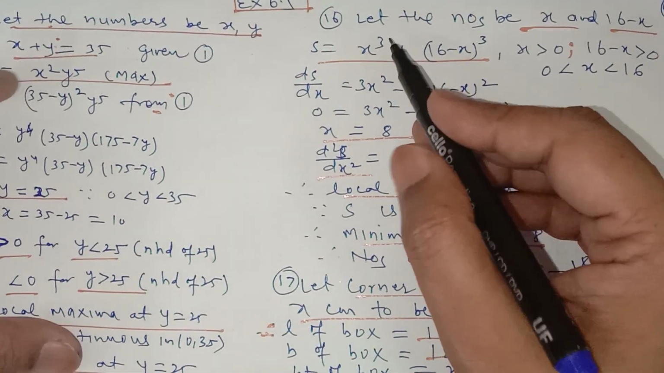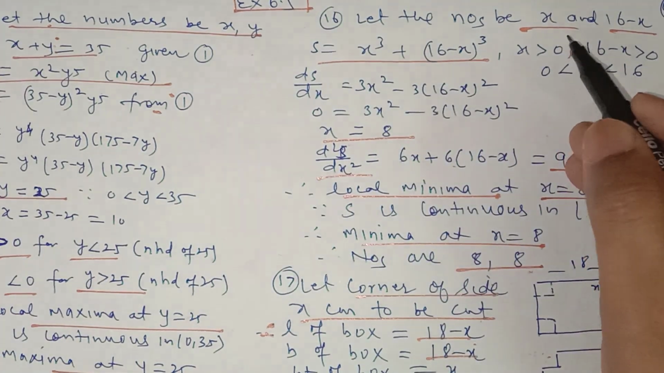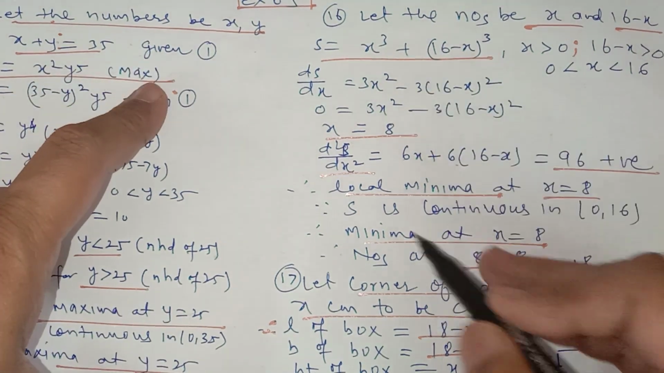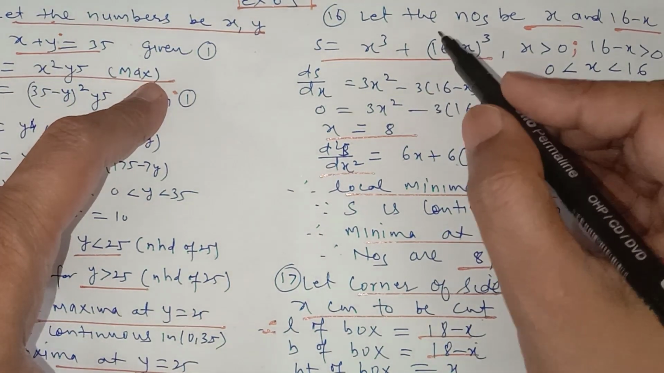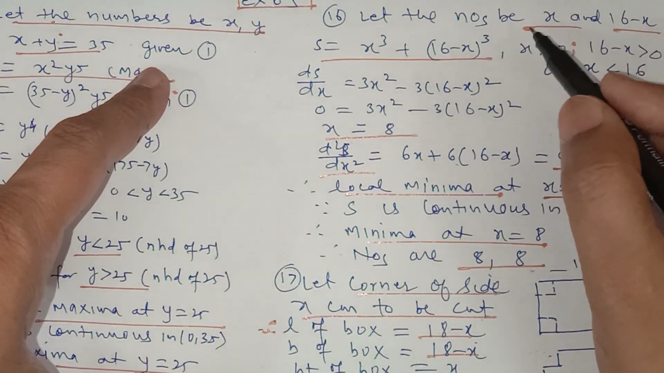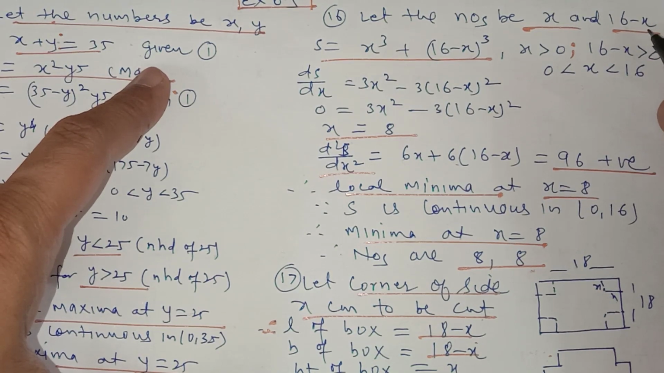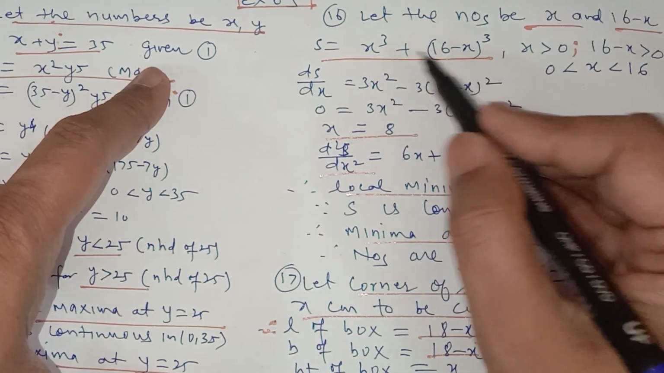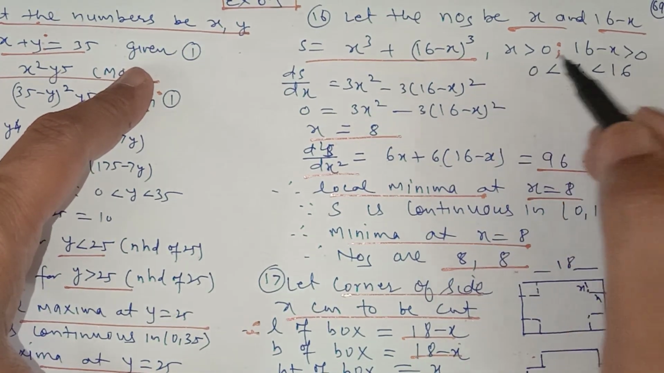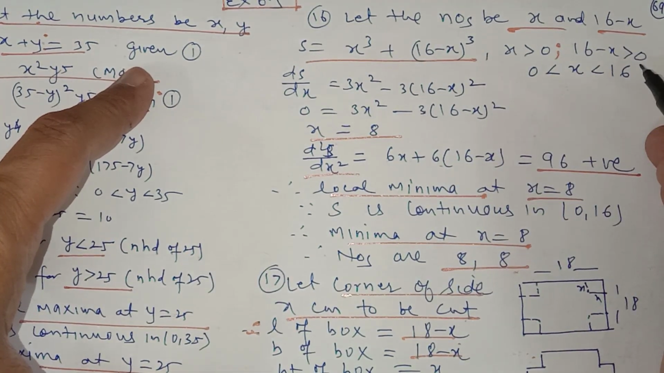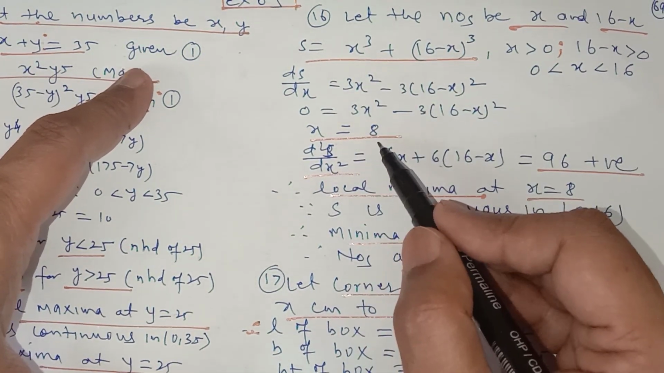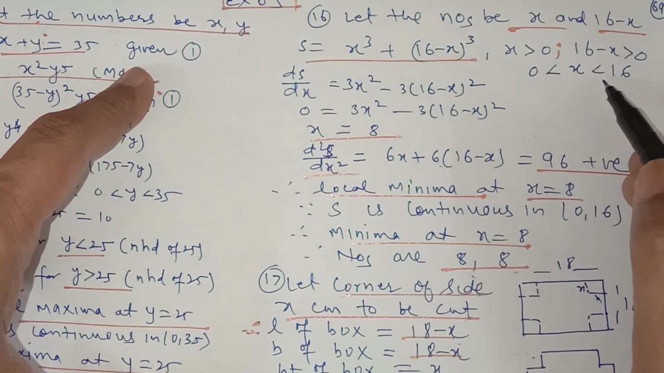In question number 16, you have to divide 16 into two parts such that the sum of their cubes will be minimum. So let the two numbers be x and 16 minus x. We have to divide 16 into two parts, so let the first number be x, the second number will be 16 minus x, and the sum of their cubes is x cube plus 16 minus x whole cube. Both x and 16 minus x should be greater than 0, it cannot be negative. So find its first derivative, put it equal to 0. You are getting the value of x as 8, which is lying in this given interval.